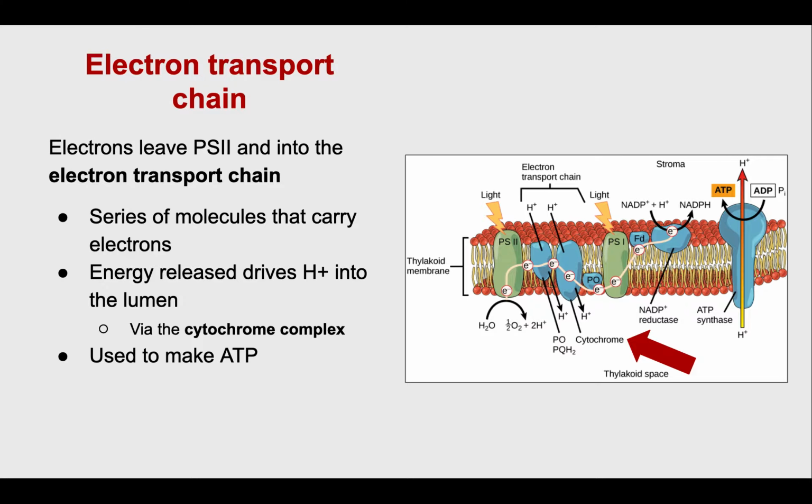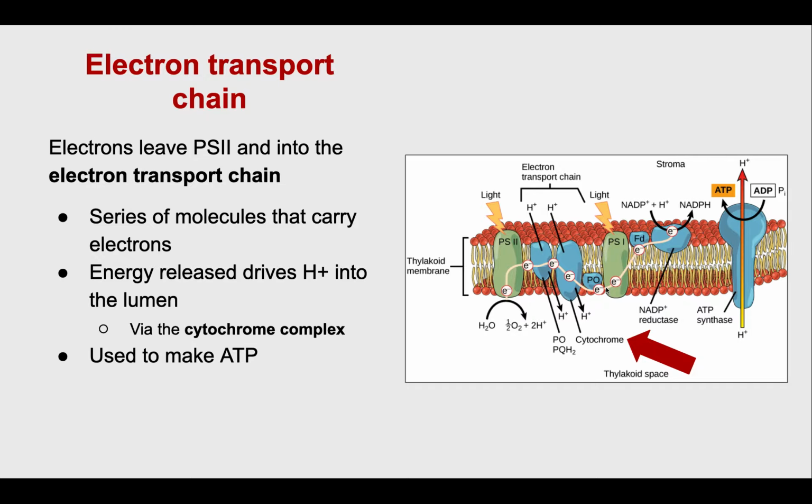All right, so we have our electron. It got excited in photosystem 2, it got captured in photosystem 2. Now it is leaving photosystem 2 and going into the electron transport chain. So the electron transport chain is actually a series of molecules that help carry that electron throughout this chain reaction here. It's a bunch of molecules, and electrons being transferred between them all in order to get to photosystem 1.